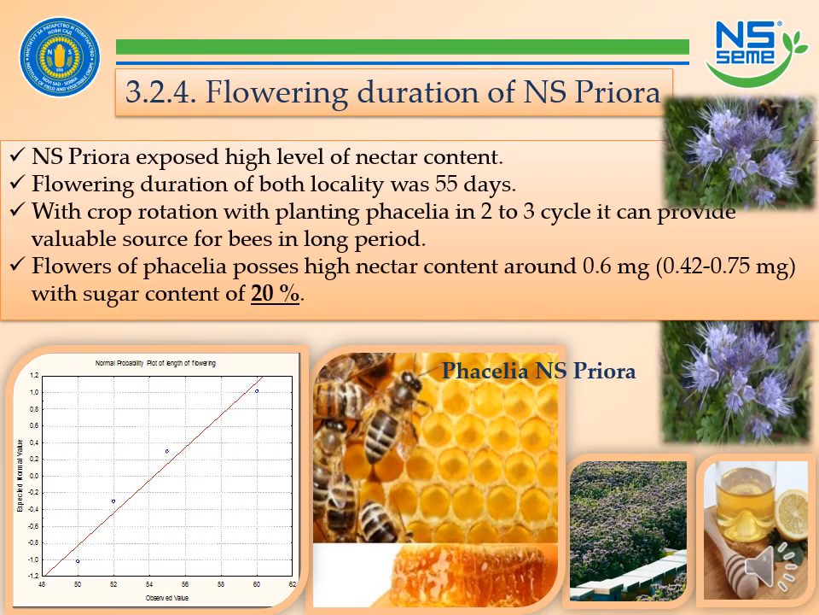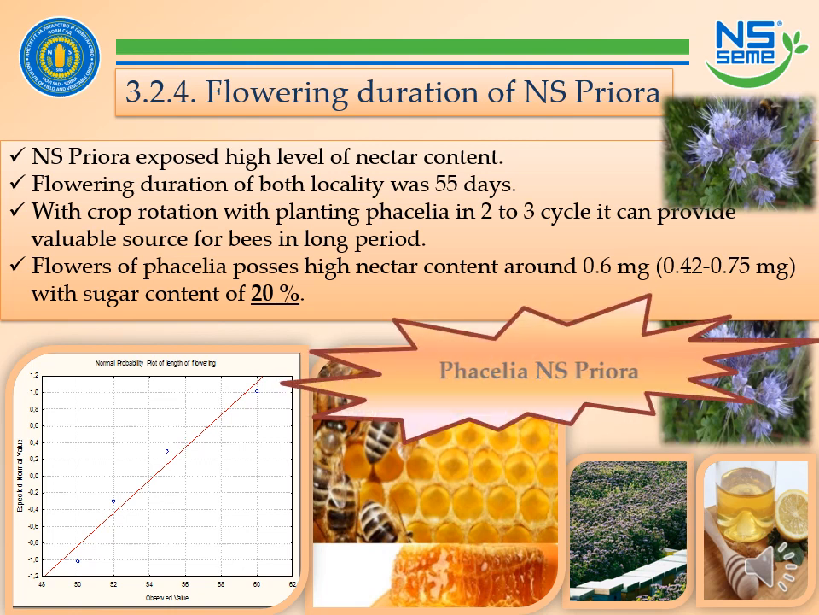Flowering duration of NS priora variety. NS priora exposed high level of nectar content. Flowering duration at both localities was 55 days. With crop rotation, planting PHACELIA in 2 to 3 cycles can provide valuable forage for bees over a long period. Flowers of PHACELIA possess high nectar content, around 0.6 milligrams, with sugar content of 20%.